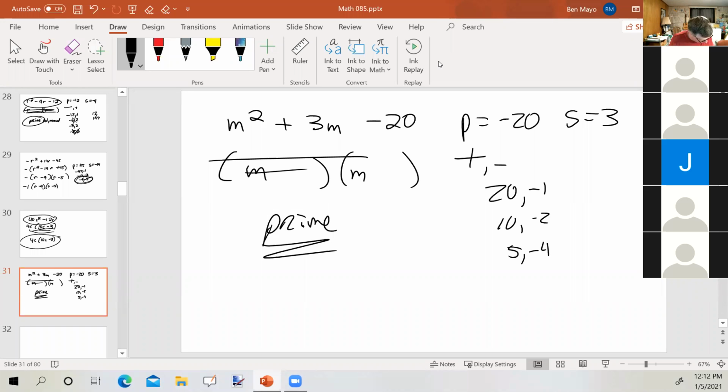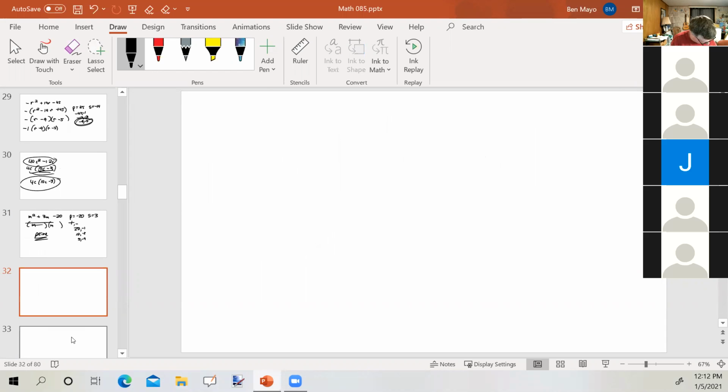Let's see here. How about this one? 33g to the 4th power minus 99. So this is not a trinomial, so we're not going to use that whole thing we've been looking at. This goes back to yesterday. What's the greatest common factor?